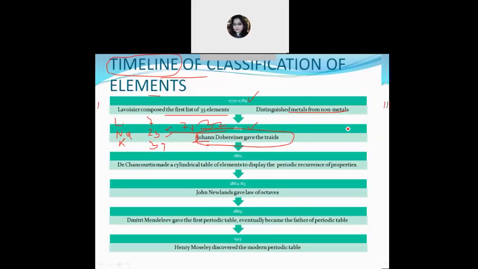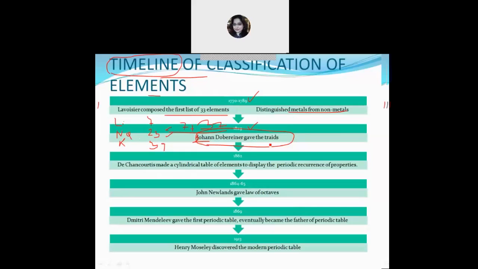Okay, so these triads are very fascinating. But the problem was Dobereiner could not make any more triads other than these 3. So Dobereiner laid the foundation of classification of elements, but it was limited to only these 9 elements. Okay, but we have other elements also. So scientists found a way to classify the elements so that their study would become easier.